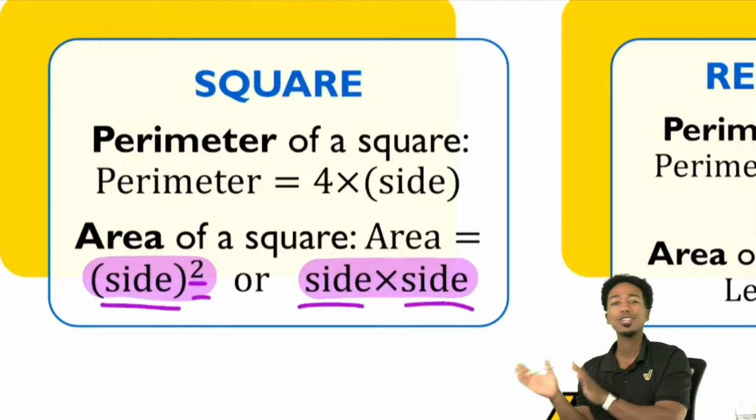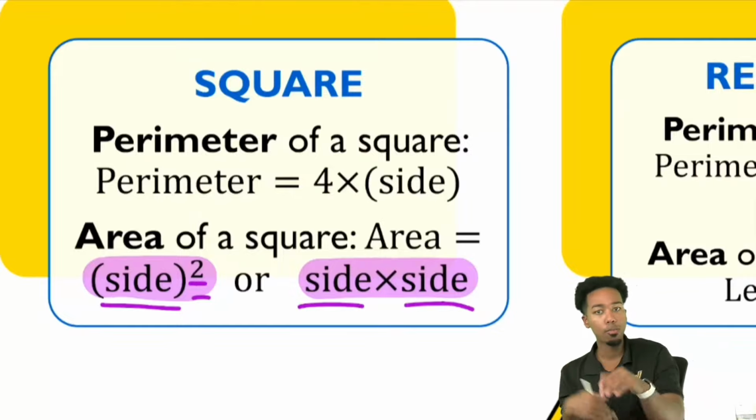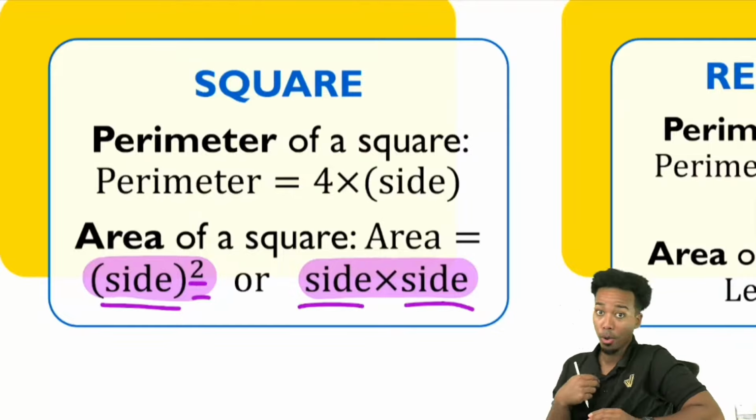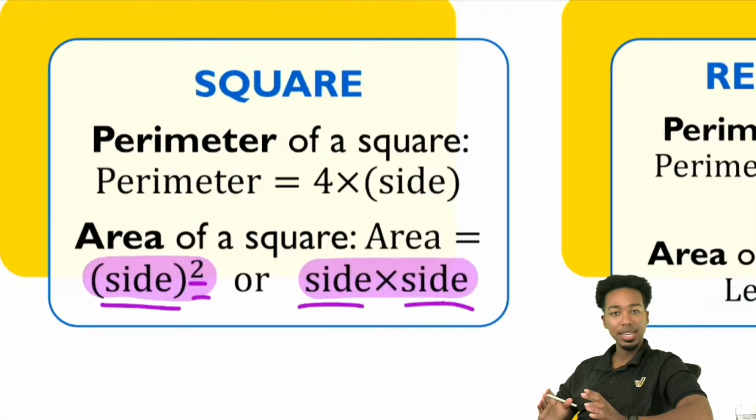So don't freak out if you see it one way and not your preferred way. I would prefer that you know both ways. And that's exactly why I'm going to go both ways. So there's that. Let me go ahead and explain why these formulas are the way they are.